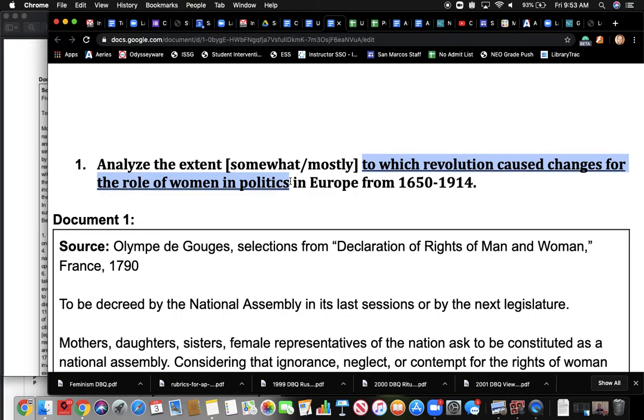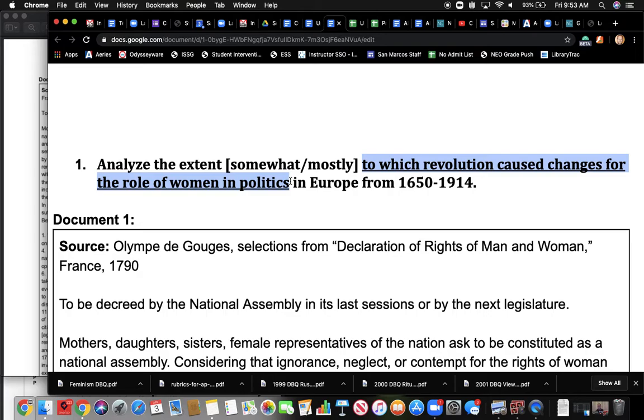So analyze the extent to which revolution caused changes for the role of women in politics. Well, let's underline that. That's our topic. So we're looking at this topic here, and this is something that's in Chapter 17. Chapter 17 is all about these huge Atlantic revolutions that were supposed to change the face of the world and apply Enlightenment values to everywhere that these revolutions occurred. And we were supposed to be a progressive world that provided individual rights to people everywhere, no matter their skin color, no matter their gender, no matter their religion.